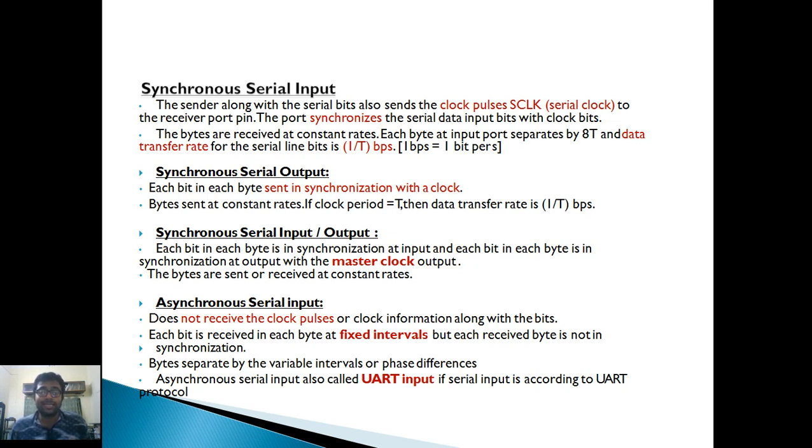The fourth one is asynchronous serial input. It does not receive the clock pulses or clock information along with the bits. Each bit is received in each byte at fixed intervals, but each received byte is not in synchronization. Bytes are separated by variable intervals or phase differences. Asynchronous serial input is also called UART input, if the serial input is according to a UART protocol. So if the asynchronous serial input is according to the UART protocol, then it will be mentioned as UART input. Let's go to the next slide.